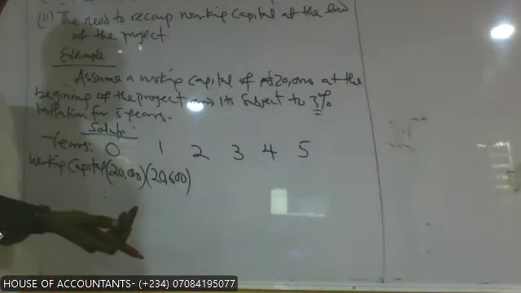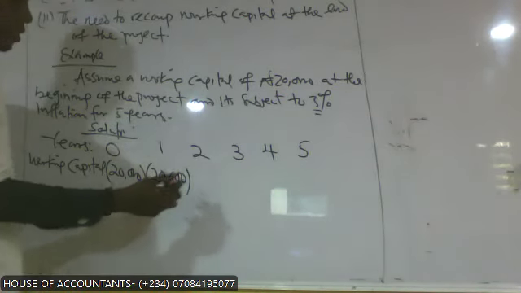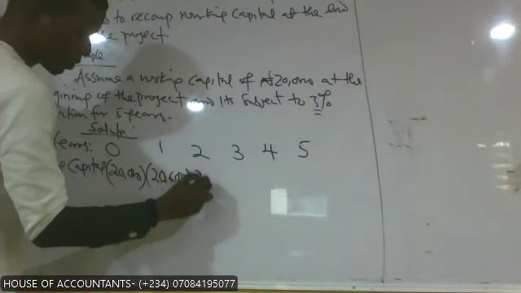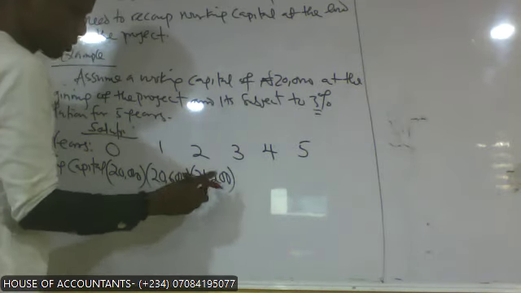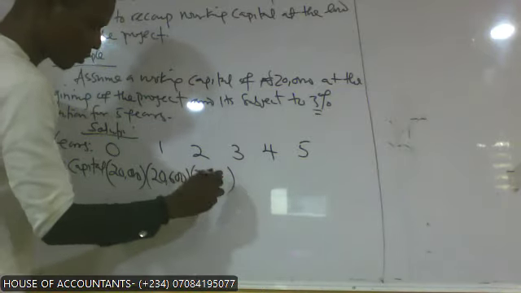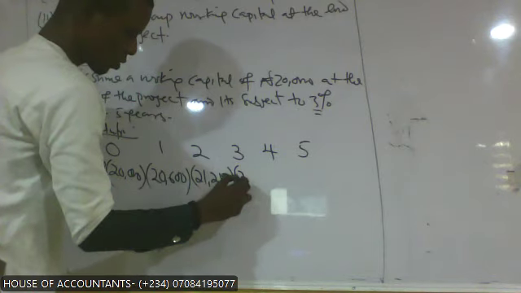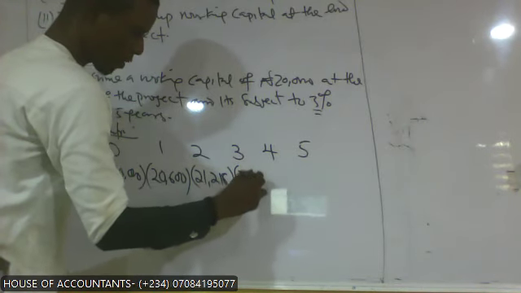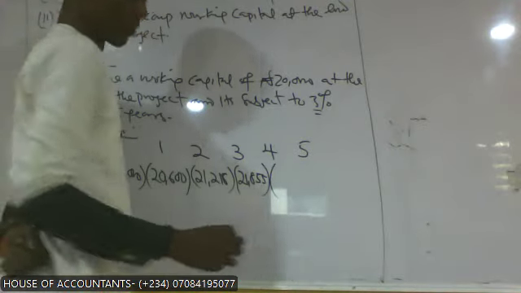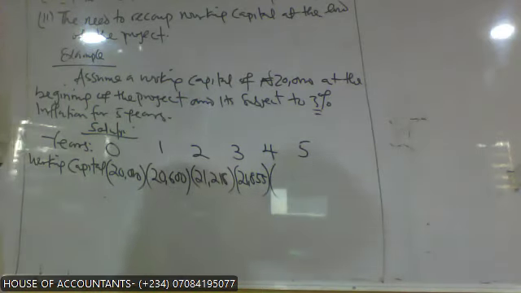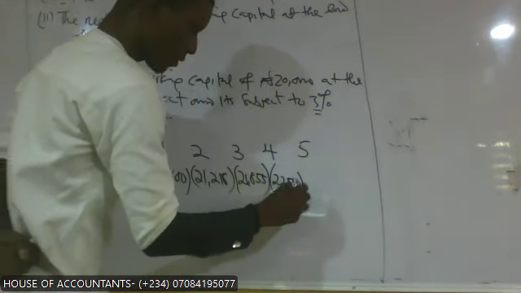You are just multiplying 1.03 times what we are having here. That is 21,218. In year three, 21,855. And in year four, 22,510.